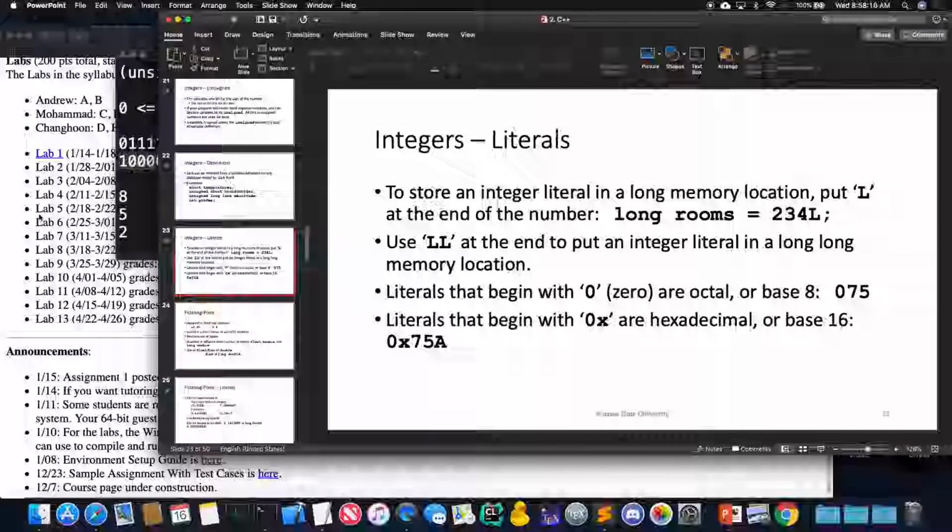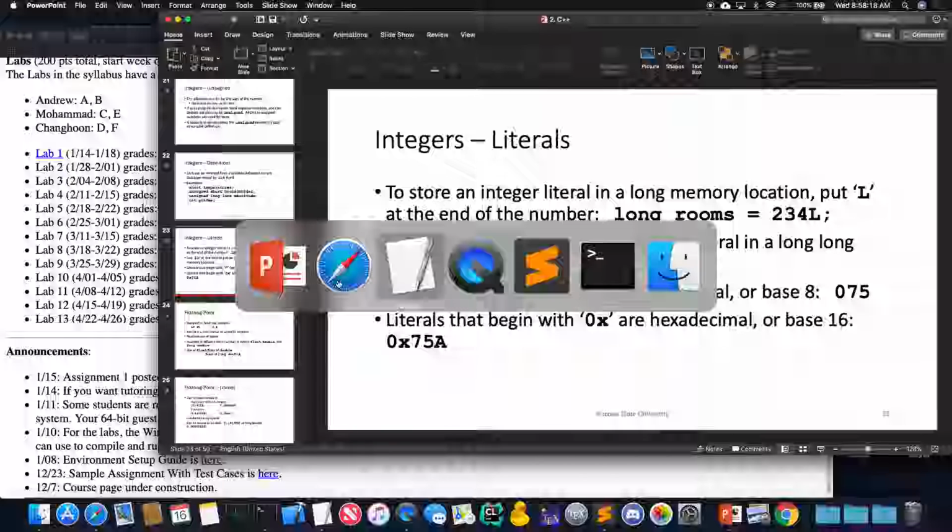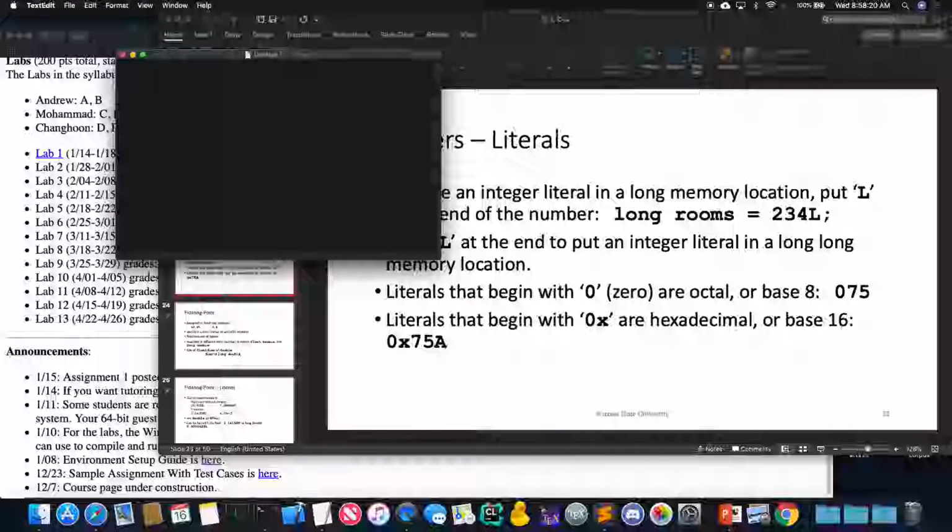Okay, so let's actually do an example of that. So let's convert, what's your favorite number?